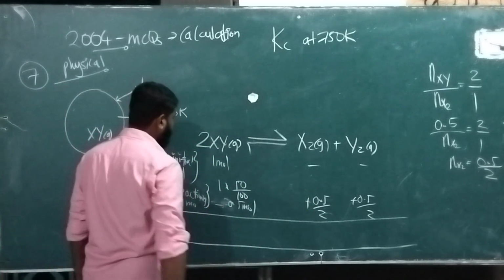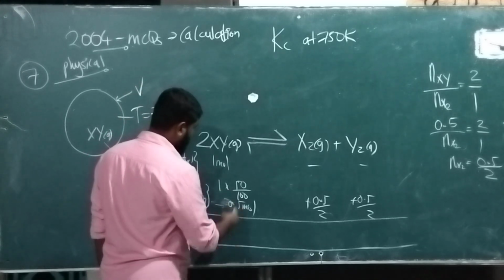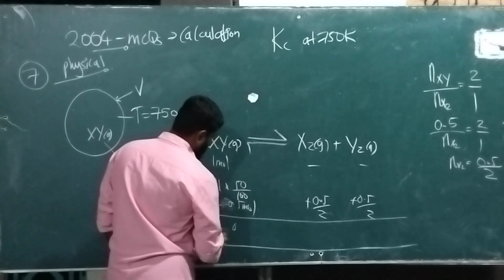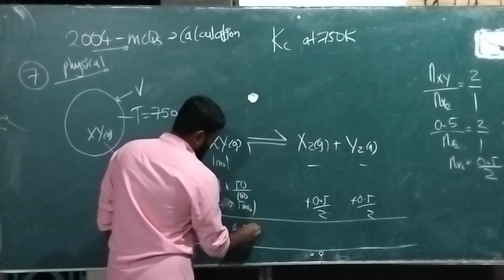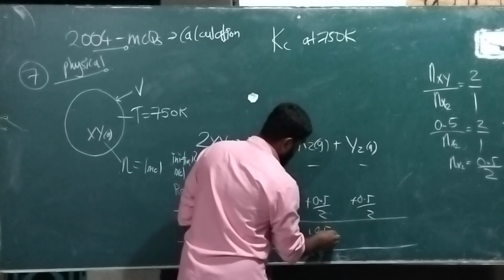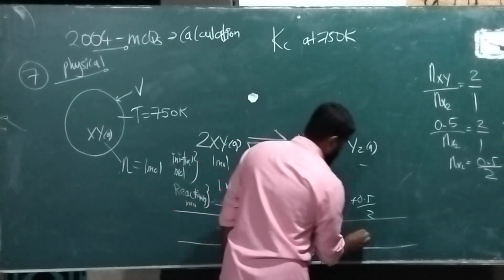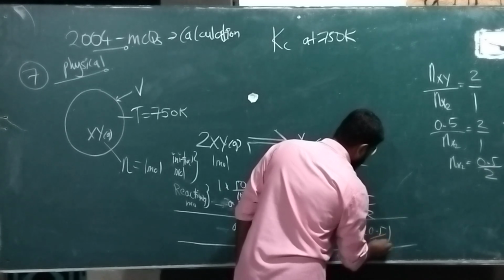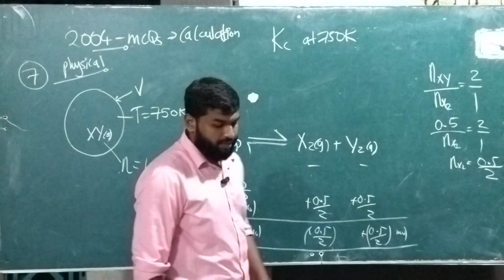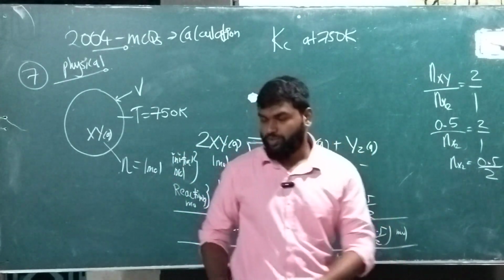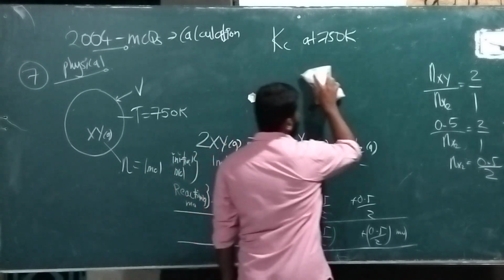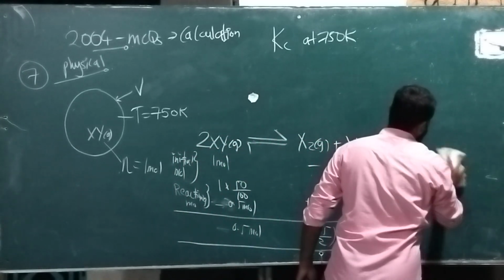So what is the remaining? They are going to get minus 0.5 mole. Here you are going to get plus 0.5 divided by 2. So 0.5 divided by 2 moles are there, right? For Kc, you should keep in mind that you have to consider a thing here.